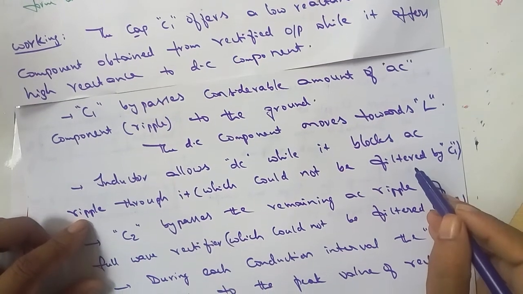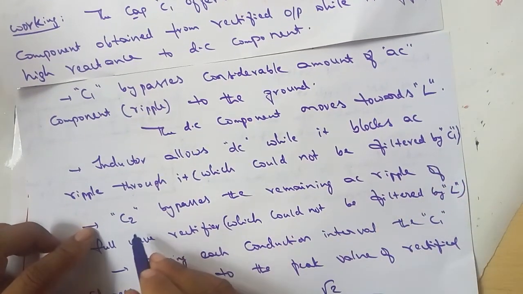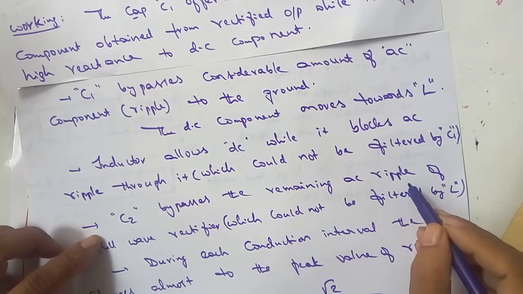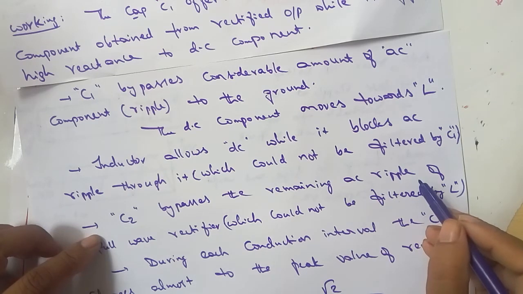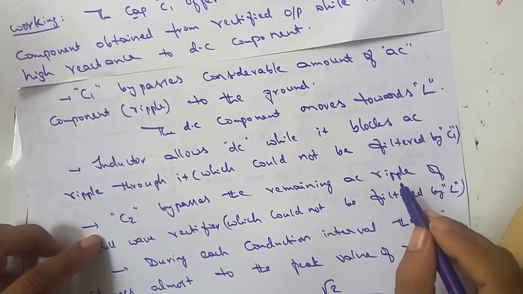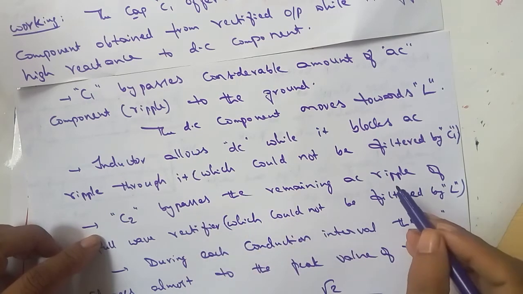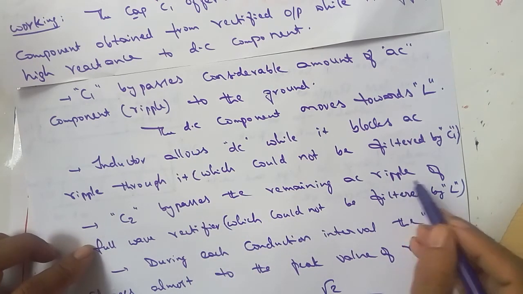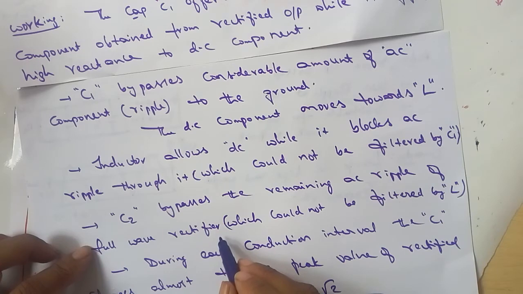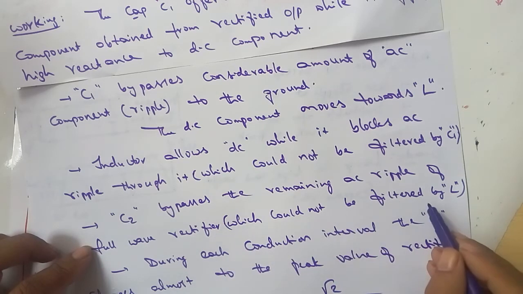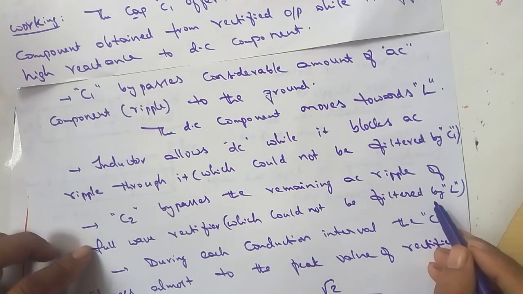Now coming to the other capacitor, C2. C2 bypasses the remaining AC ripple. The AC component not filtered by the inductor and capacitor is bypassed by the capacitor C2 in the full wave rectifier, which could not be filtered by L, right?